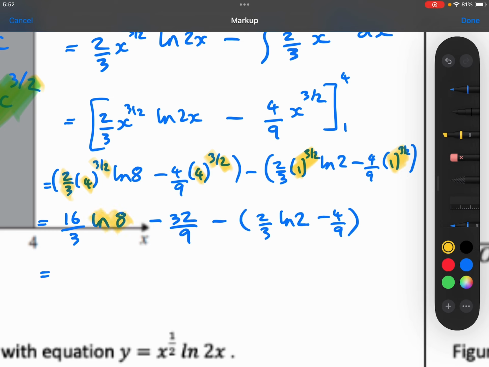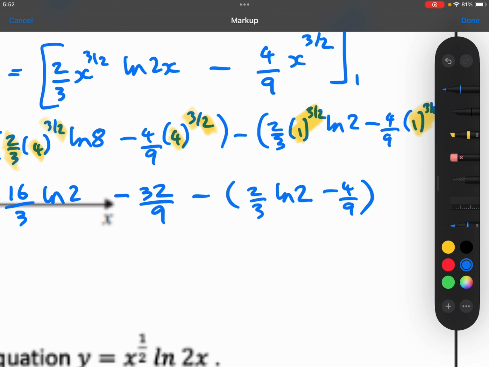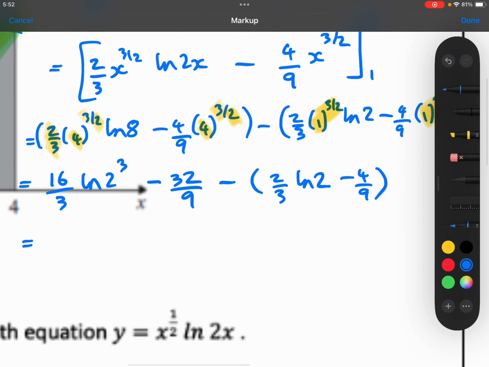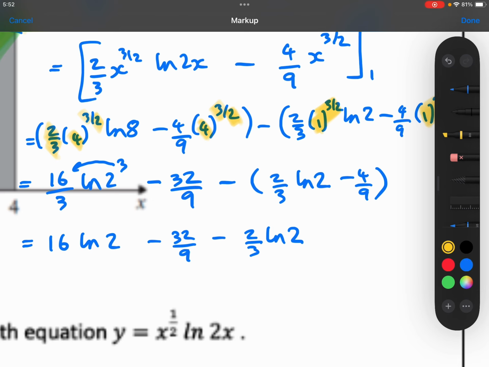The ln 8 is the same thing as ln 2 cubed. So let's turn that 8 into a 2 cubed. Which then means I can bring that 3 down to the front and multiply to get 16 ln 2. Let's deal with these brackets as well. We've got the minus 2/3 ln 2 and the minus minus, so a plus 4/9.